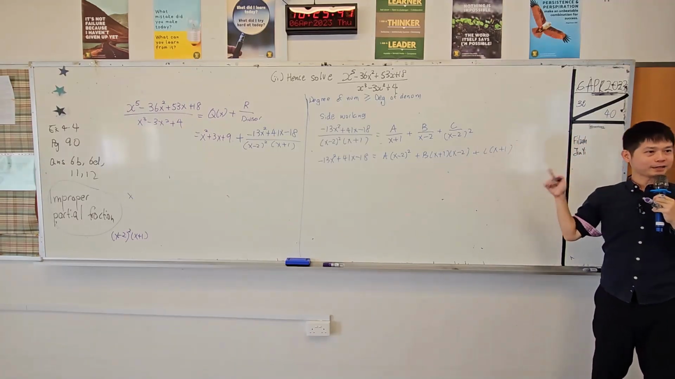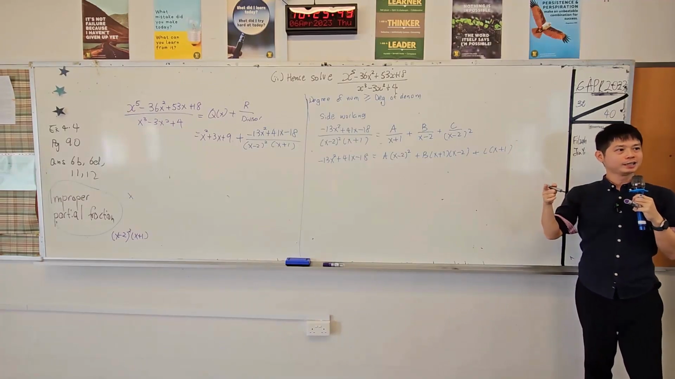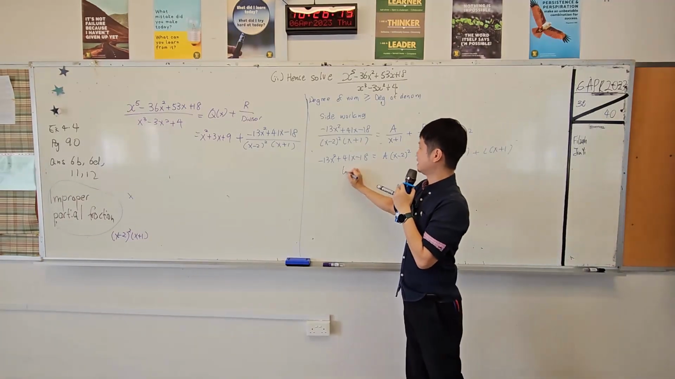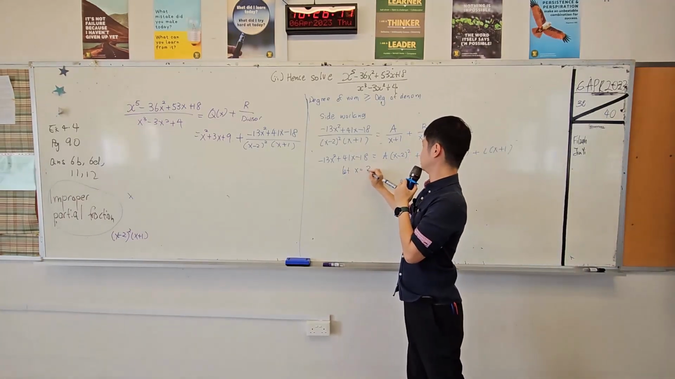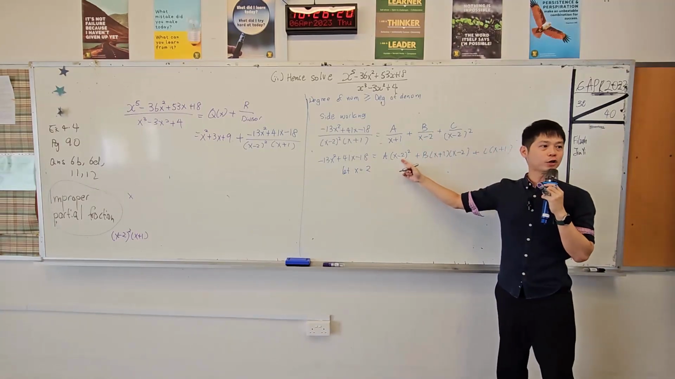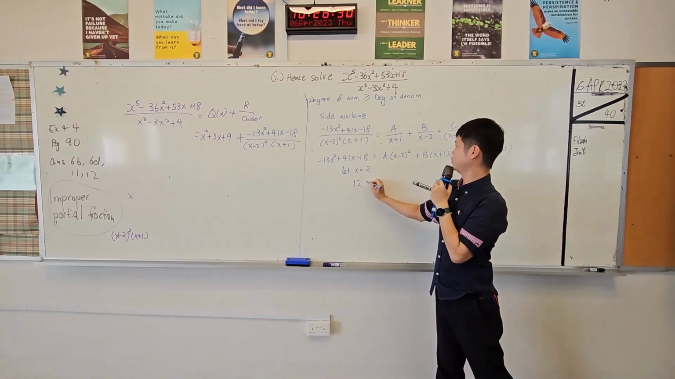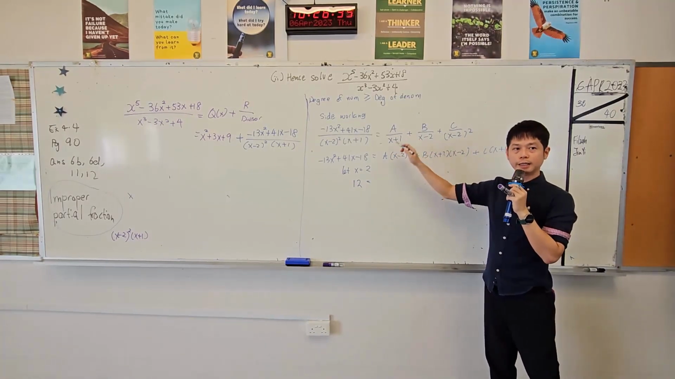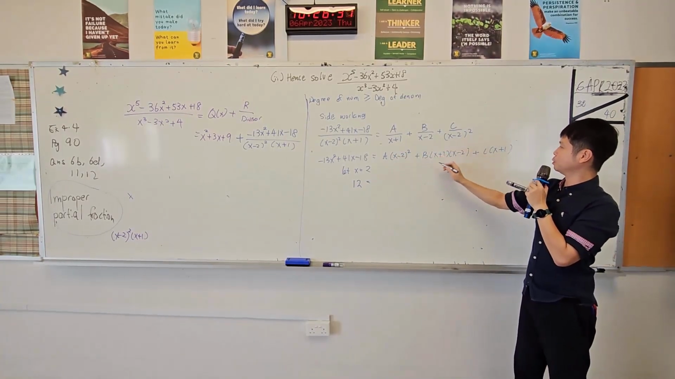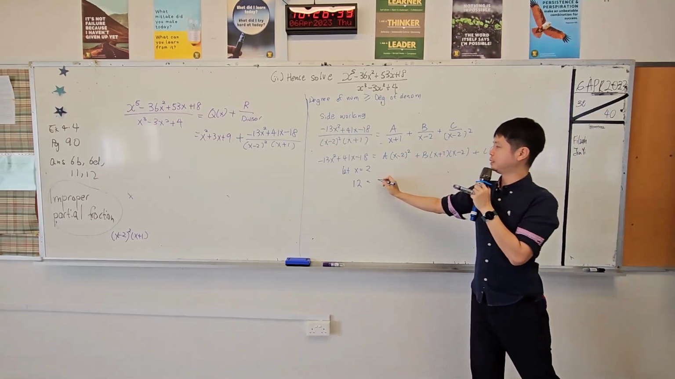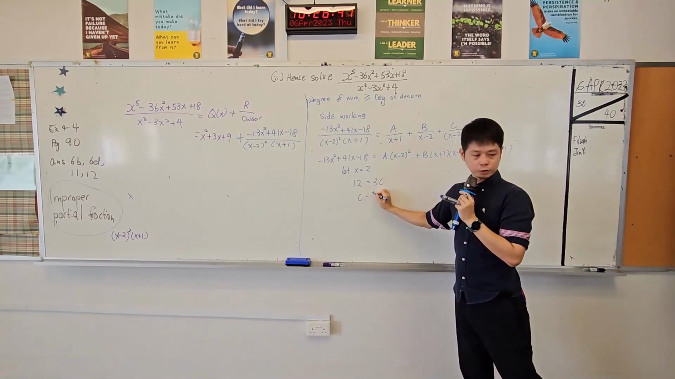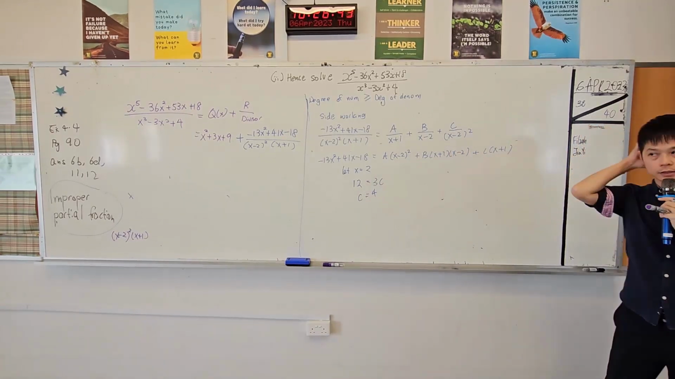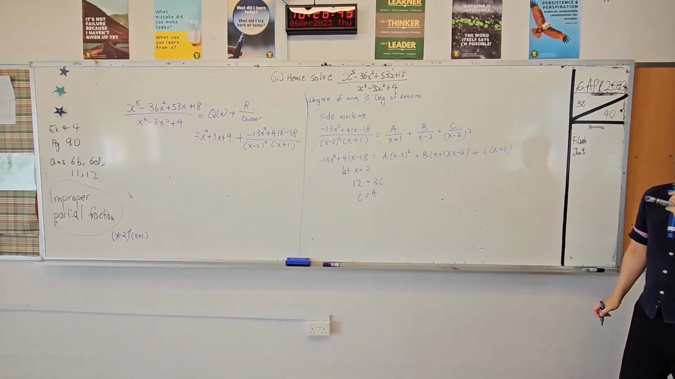Can you all do this like what I am doing immediately? So let x be equal to 2. This is the first thing I saw. So I let x be 2. 12 equals, this will disappear. The reason for choosing 2 is to make the A disappear, then the B also disappears. And then I have 3C. C equals 4. Yeah, correct. C is 4. Okay, done.